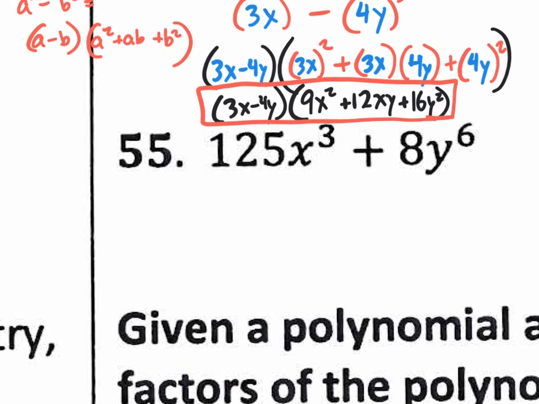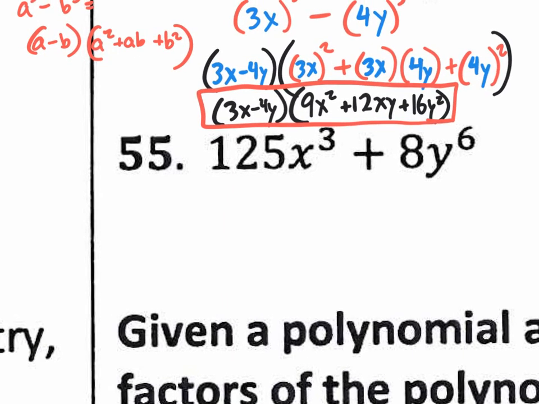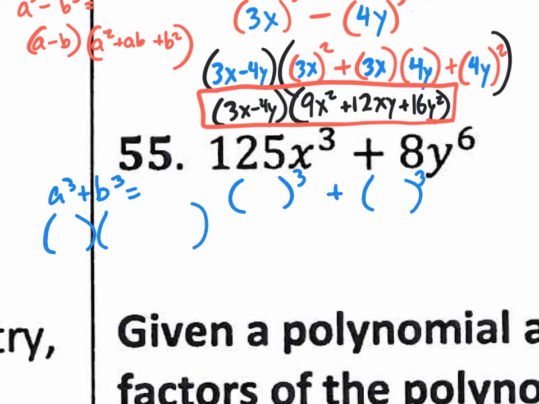Moving on to 55. It's the same formula, but instead of difference of 2 cubes, it's the sum of 2 cubes. If I could change this to be something cubed plus something cubed, then I'll be able to use the formula a cubed plus b cubed equals a binomial times a trinomial, where your binomial would simply be the a plus b without the cubes, and then a squared minus ab plus b squared.